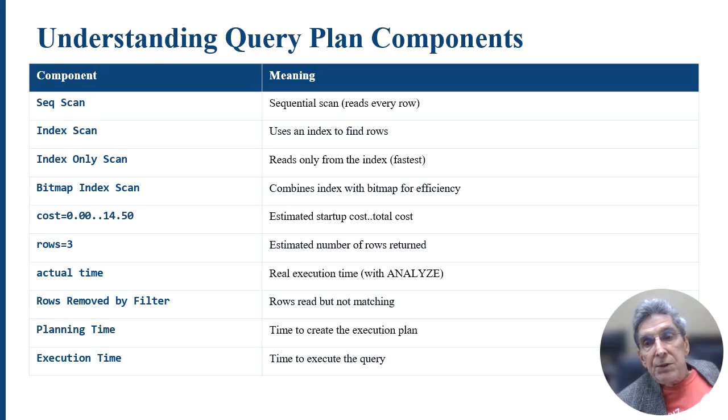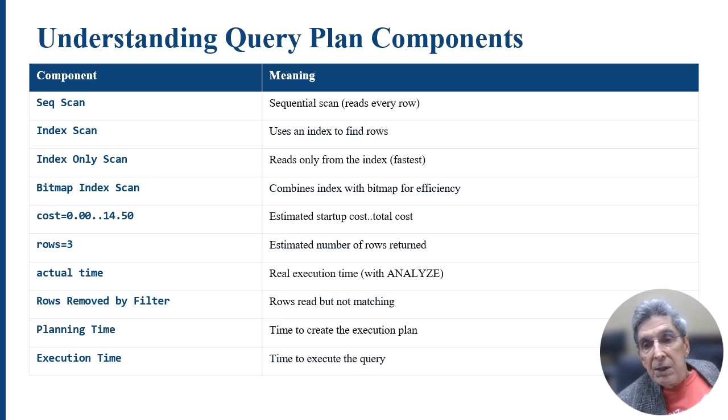Understanding query plan components. This reference table lists the key components you will see in Explain output. And let me highlight the most important issues. Seq scan means a sequential scan, reading every row. When you see this on a large table, it's usually a signal that an index might help. Index scan means Postgres is using an index to find matching rows and then fetching the full row data from the table. This is what you want to see for selective queries on large tables.